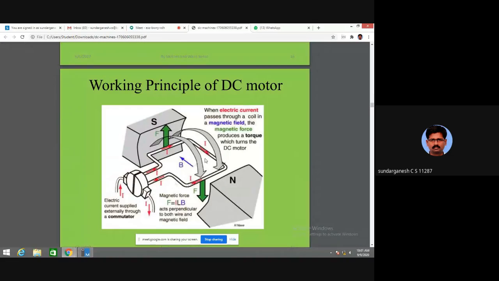Okay. When electric current is passed through a coil in a magnetic field, the magnetic force produces a torque which starts a DC motor. I am supplying an electric current in the stator, so it will create a magnetic field. I am supplying another current in the rotor, so this will create another magnetic field. These two magnetic fields will interact. If I supply from this end, it will make the rotor rotate in the clockwise direction. If I supply the current in this direction, it will make the rotor rotate in the anticlockwise direction.